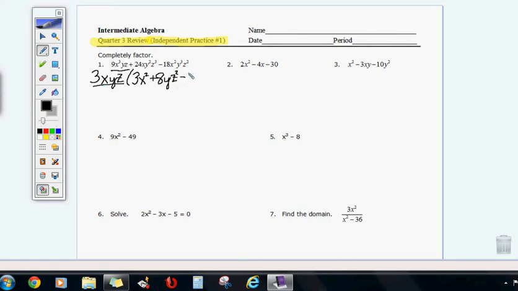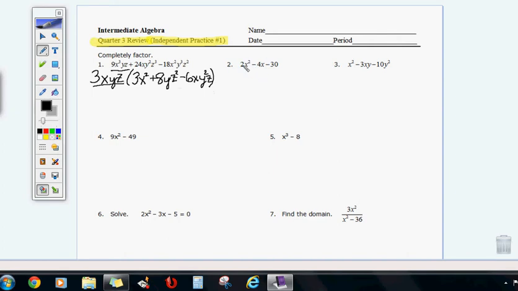3 times 6 here will give me this 18. X to x squared, I'm missing an x. Y to y cubed, I'm missing a y squared, and then I'm missing a z. And then I cap it off, and that's my final answer. Moving on to number 2.